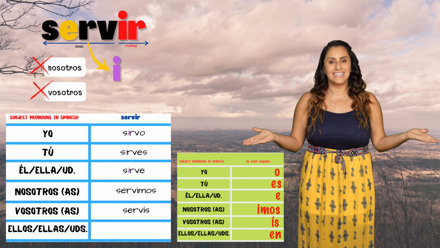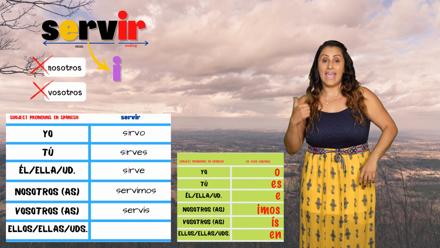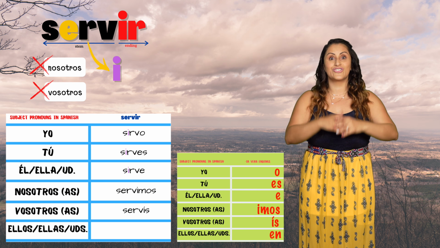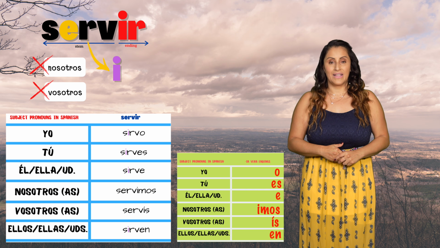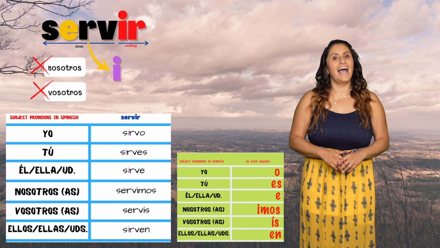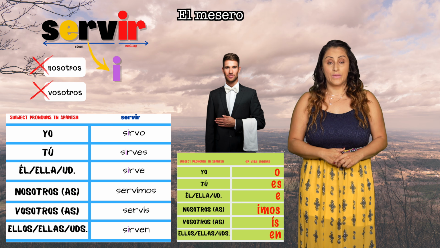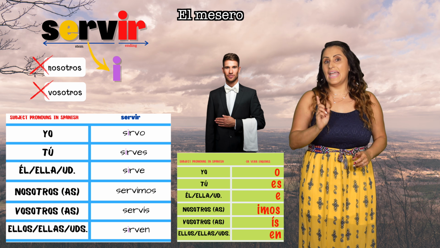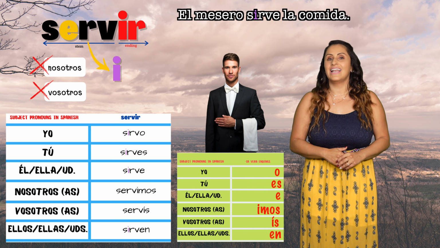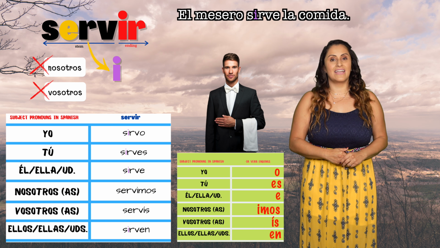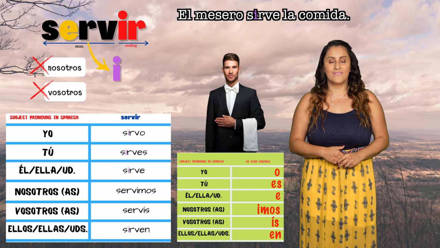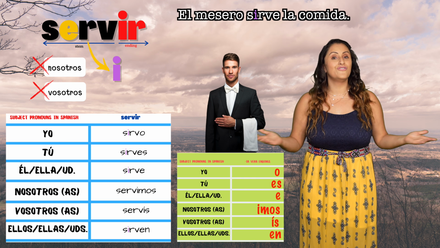And we go back to stem changing. So we would say, ellos, ellas, and ustedes sirven. Here's an example. El mesero is the waiter. El mesero sirve la comida. The server serves the food.